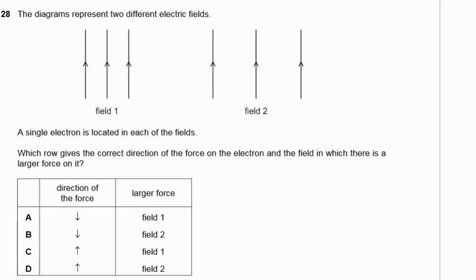28. The diagram represents two different electric fields. A single electron is located in each of the fields. Which row gives a correct direction of the force on the electron and the field in which there is a larger force on it? Alright, as with all things electricity, these arrows represent the direction of force on a positive charge. So a negative charge will experience a force downwards. So the electrons will experience a force downwards. So that's A or B. Now in terms of which one has the larger force, field 1 has the larger field strength because these lines are closer together. So the larger field will be field 1, and the answer is option A.